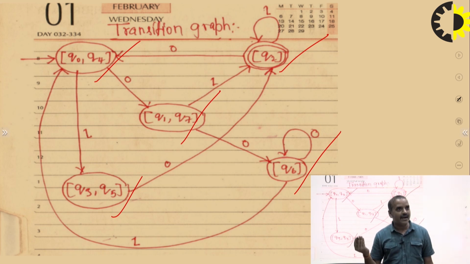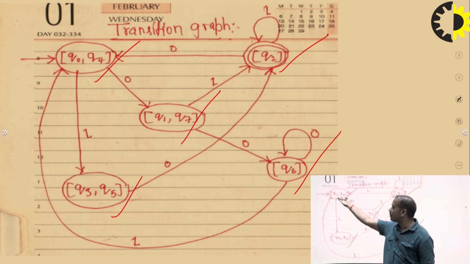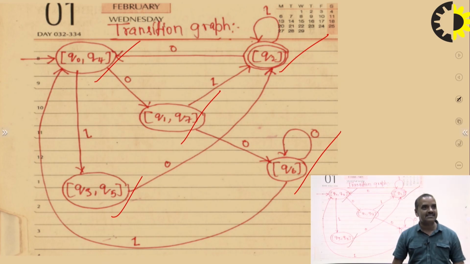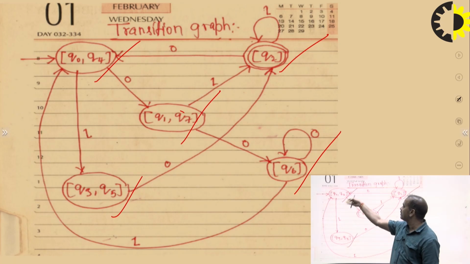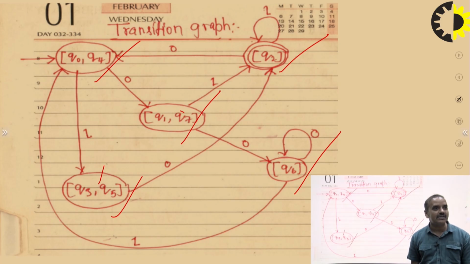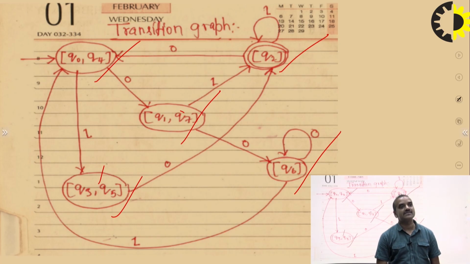inputs for 0 and 1. On state Q0, input 0, what is the next state? That is Q1, Q7. On state Q0, input 1, what is the next state? That is Q5. We have to connect with Q3, Q5. But the direction of the edge must be considered.